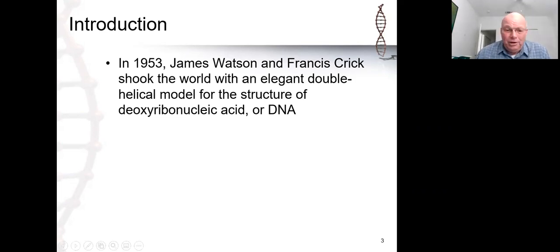But in terms of developing the double helix model, before we get to the double helix model, let's talk a little bit about some of those experiments that should have really given people cause to think about whether it was DNA versus protein.